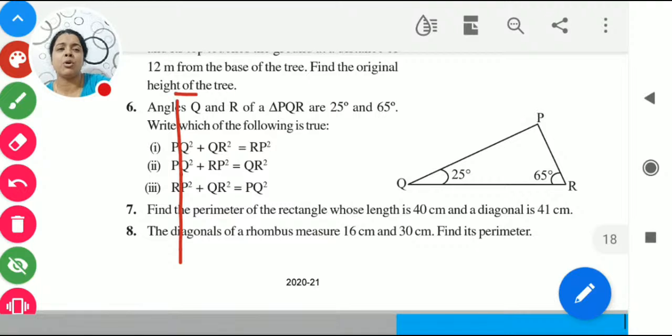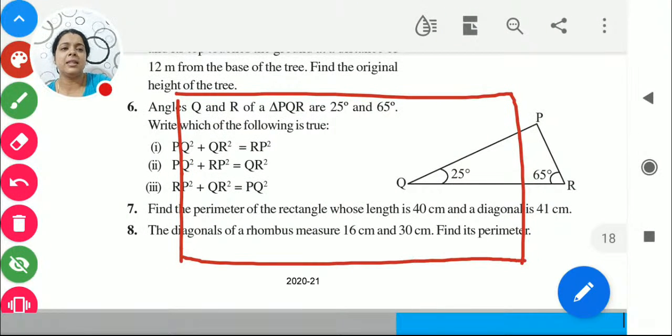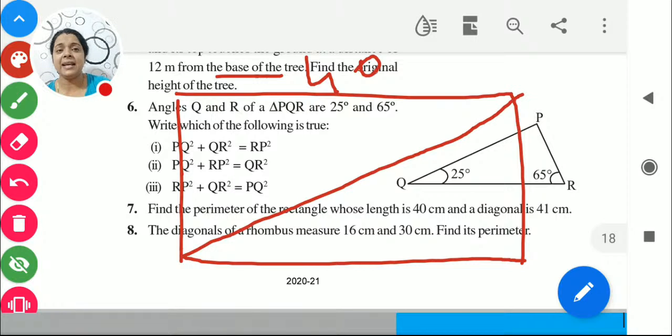So how can we draw it? This is the L, which is 40 centimeter. This is the diagonal. Diagonal is what? Which is joining two opposite vertex. Two opposite vertex, they are called actually the diagonals. So here we find it is 41. And you know it is 90 degree. When it is 90 degree, undoubtedly it will follow the Pythagoras theorem. Pythagoras property it is going to follow.